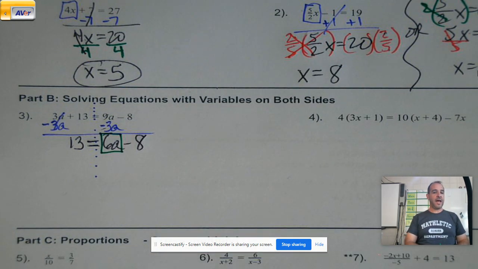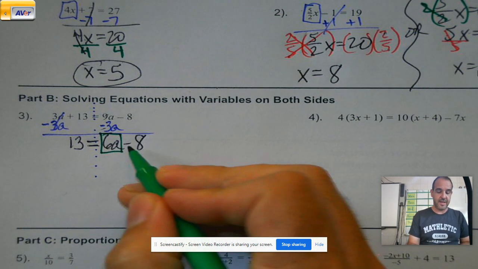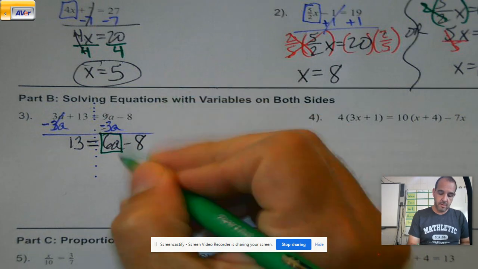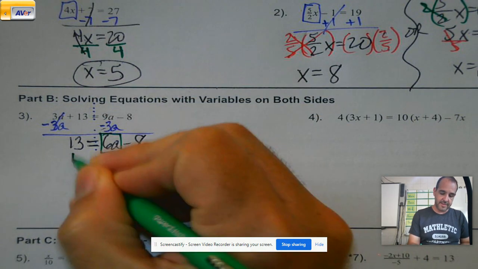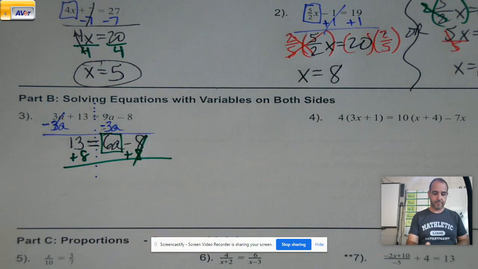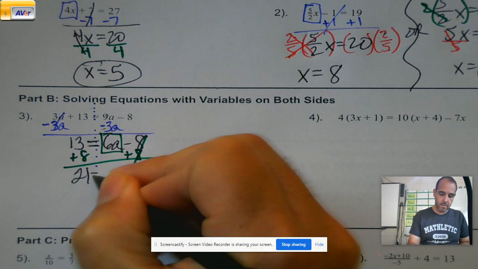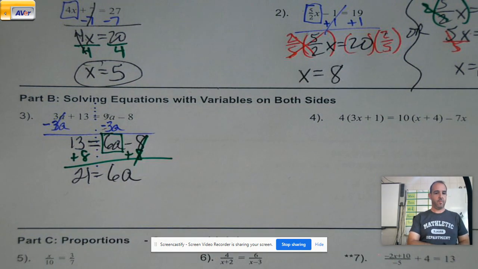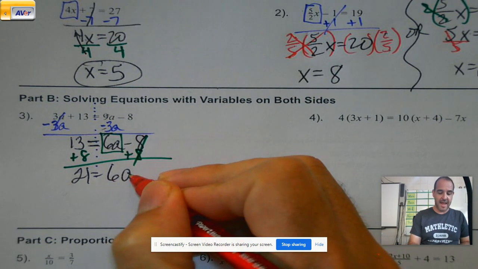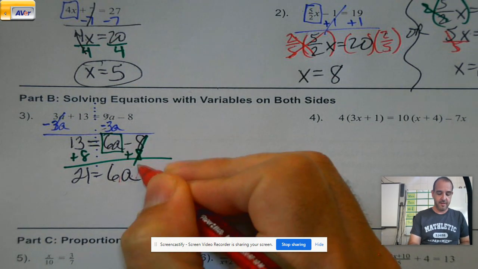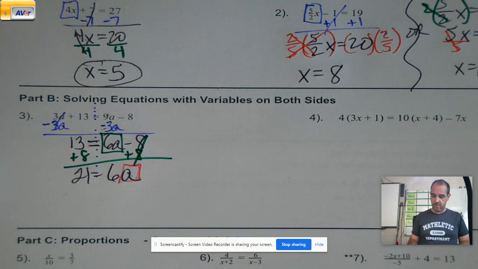now it's about, okay, I have one variable term. I want to get it alone. What do I do? I do the opposite of what's outside of it. The opposite of minus 8 is the plus 8. And the opposite of multiplying a by 6, because again, here's what I'm trying to get by itself.